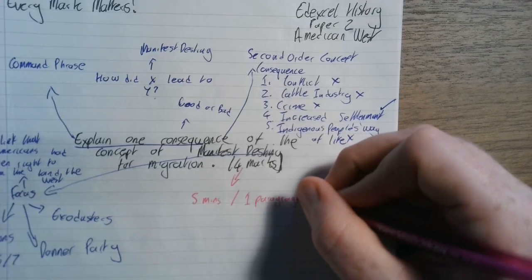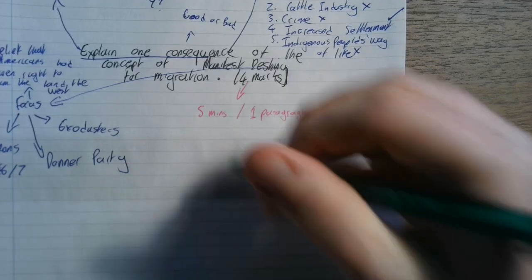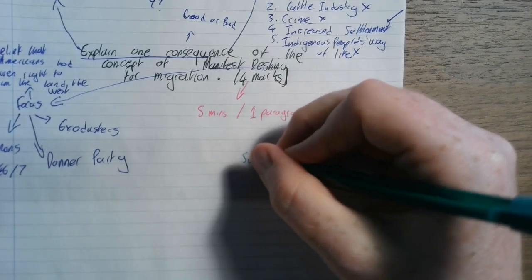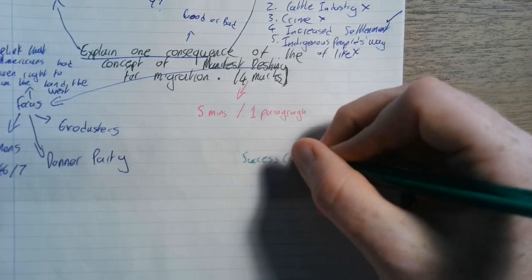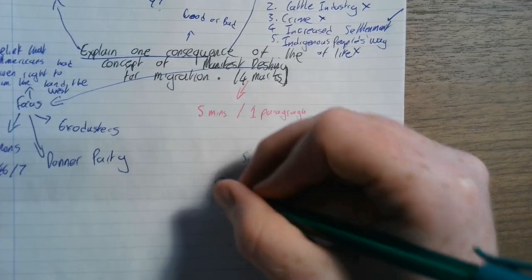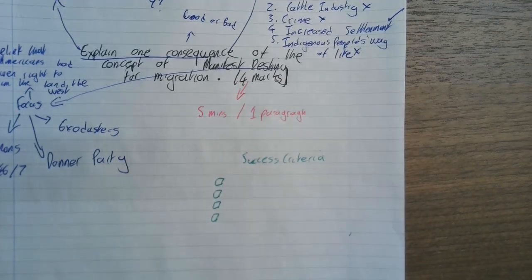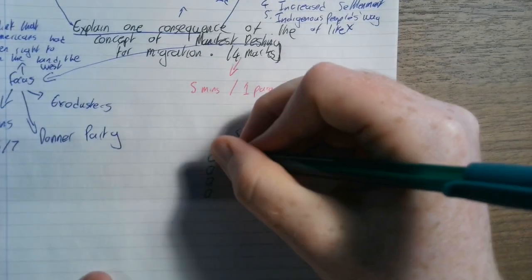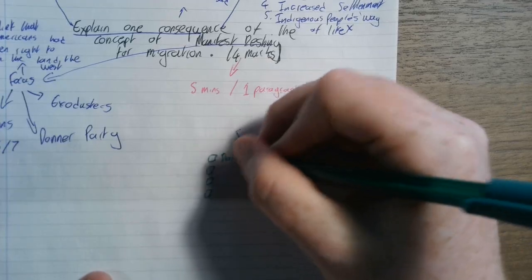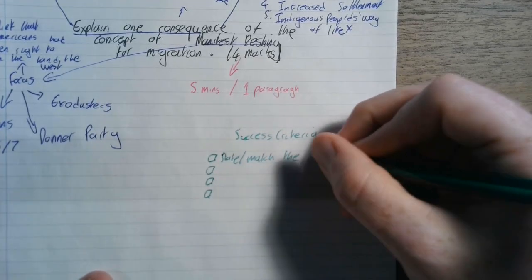Okay? Right, and if we think about the exam board and what the mark scheme is after, I'm just going to write success criteria here. And do you know what I'm going to do is I'm actually going to structure it as a bit of a tick box. So I'm going to put 4 ticks. To get full marks for this, what you need to do is state / match the correct consequence.